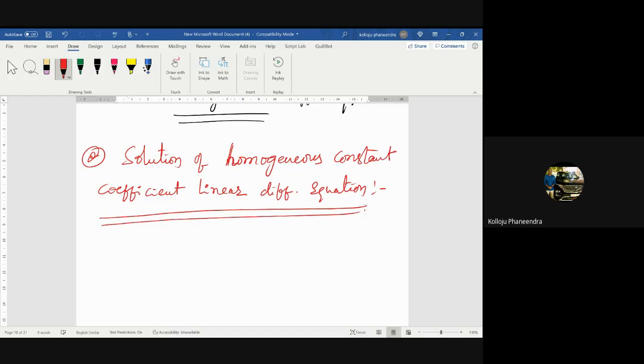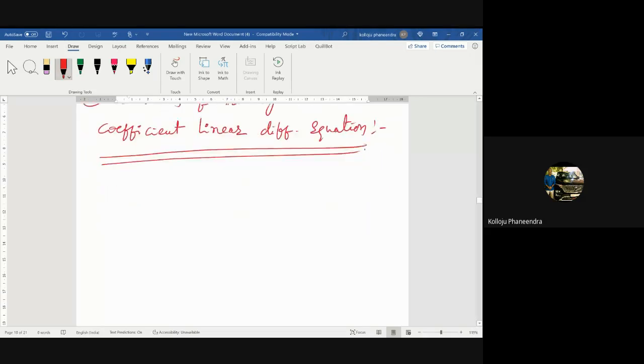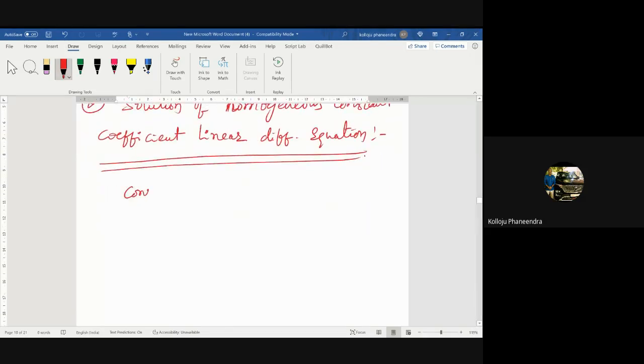Solution of homogeneous constant coefficient linear differential equation. So what is the thing here? Procedure. Consider the general form: capital F of D into y equal to 0. Equation 1. Okay.